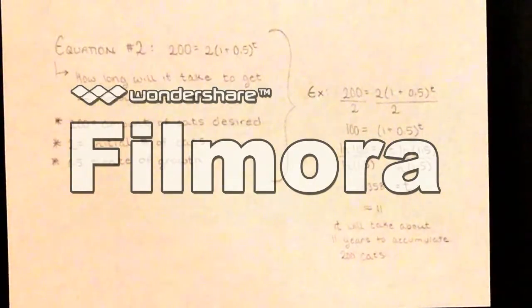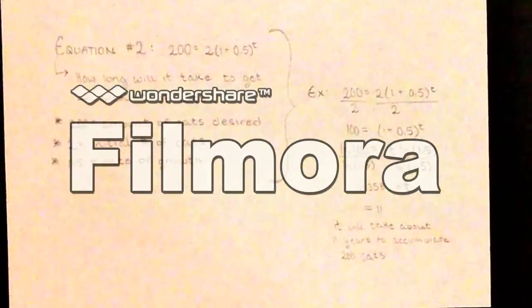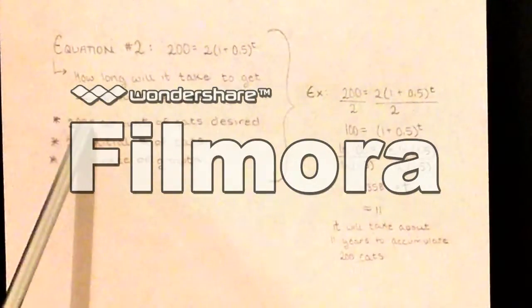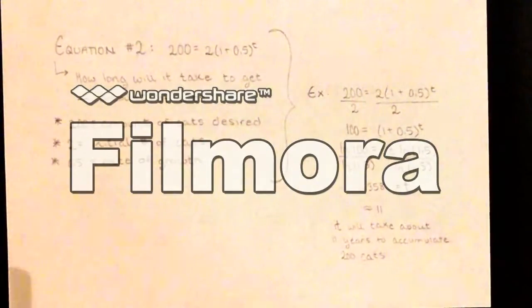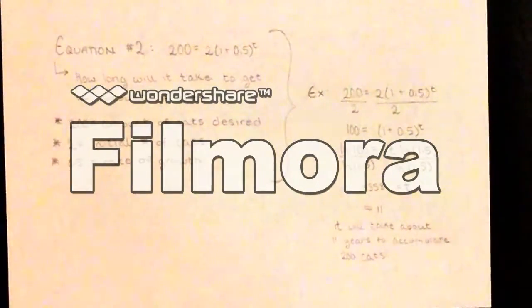Our second equation is the same as the first. However, instead of solving for y, we plug in a value and solve for t. Thus, the equation answers the question, how long will it take to get a given number of cats? In the problem, we plugged in 200, the amount of cats desired, and like the first problem, 2 is the initial number of cats and 0.5 is the rate of growth.